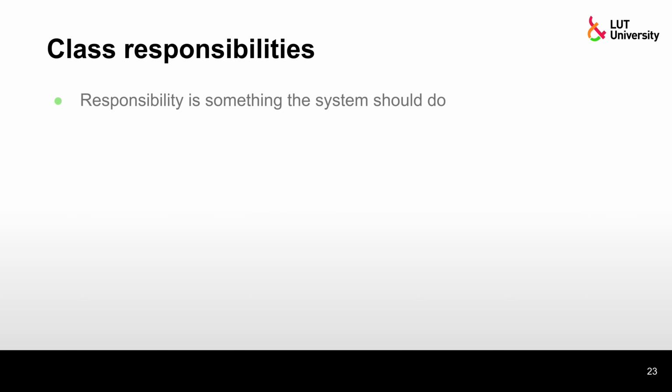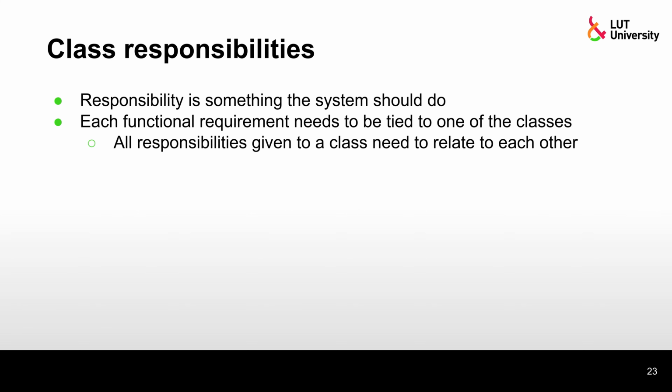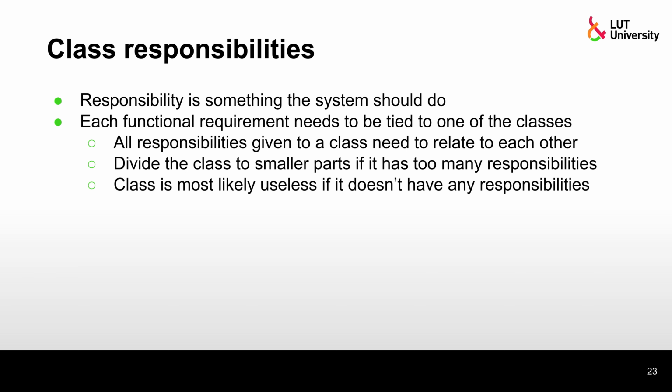What about class responsibilities? A responsibility is something the system should do, and each functional requirement needs to be tied to one of the classes. And if we have a class, then all the responsibilities should be related to each other. So we cannot have a class, for example, a boat that would fly and go to space and sing a song. These are definitely not responsibilities for a boat class. And in this sense, we would need to divide the boat class into plane and rocket classes if we want to fly and go to space. And if there is a class that doesn't have any responsibilities, it is probably useless. So we won't need classes that do not do anything.